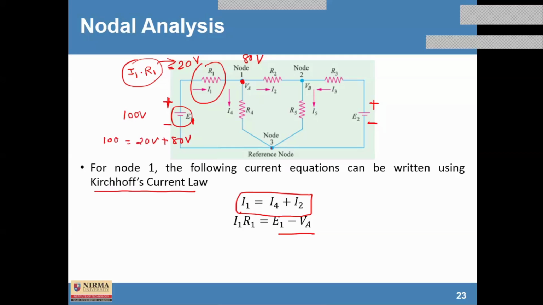Yes, somebody is speaking. Any question, Mr. Bhavya? Okay. So here 100 is E1, here 80 is your VA, and 20 is your I1 R1. So in this way, you can write an expression: I1 R1 is equal to E1 minus VA. Fine. So this way you can write an expression, and the same expression is written here.